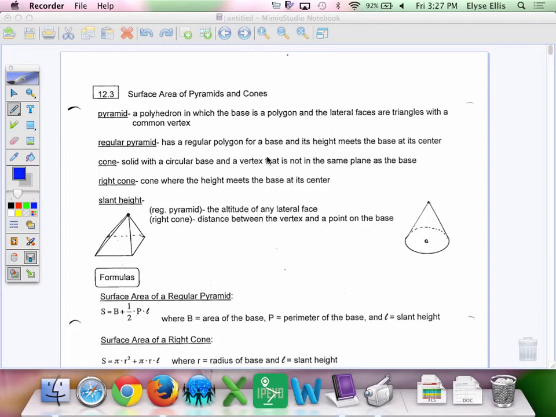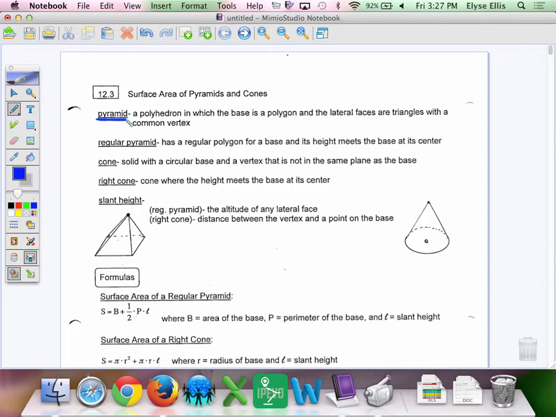Today we are going to learn about surface area of pyramids and cones. So we have two new shapes today. First one, a pyramid. It is a polyhedron, all flat sides, in which the base is a polygon and the lateral faces are all going to be triangles. And they all have a common vertex at the top. That's like the peak of the pyramid. A regular pyramid has a regular polygon for a base, and its height is actually going to meet the base directly at its center. Our second shape today is the cone.